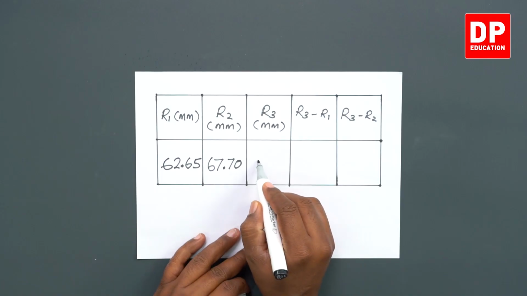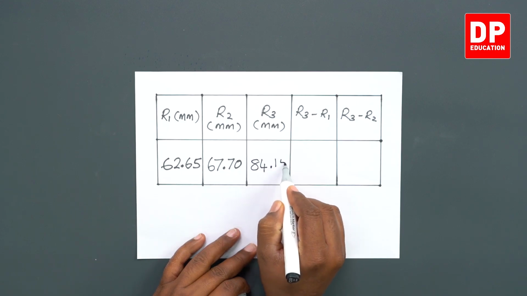Let's write it here, 84.15 millimeter. Now we have got all 3 readings. You know R3 minus R1, the third reading minus the first reading, will give the real depth of water. Third reading minus second reading, R3 minus R2, will give you the apparent depth. The ratio between real depth and apparent depth should give us the refractive index of water. Now let's calculate that and see what value we are getting for the refractive index of water.